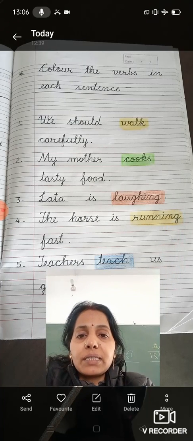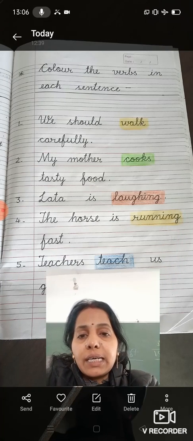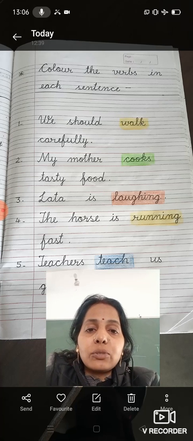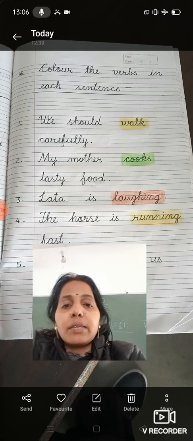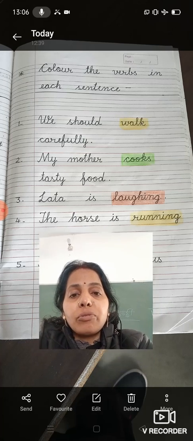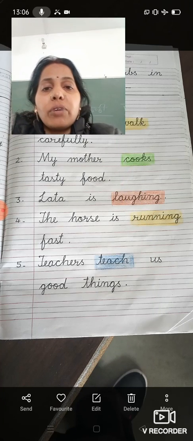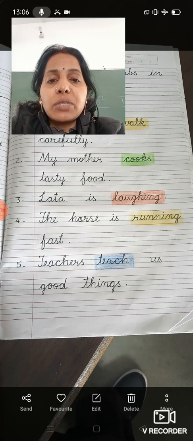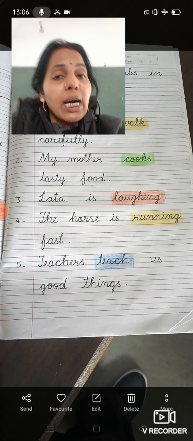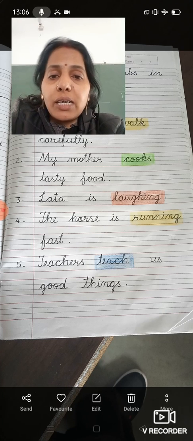Color the verbs in each sentence. A few sentences are written, and you have to color which part is the verb. So see, children, we should walk carefully. Walk is the verb here, so you will color walk. Second, my mother cooks tasty food. Which word do you have to color? Of course, you will color cooks.